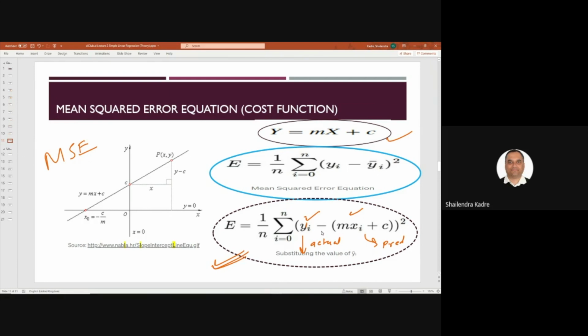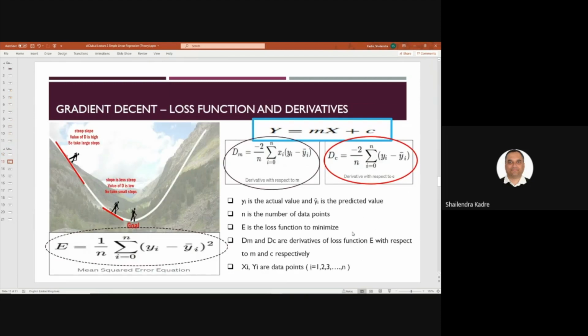So y_i minus (m x_i plus c). We take the partial derivative and minimize it to 0. Once you minimize this equation, you will get this kind of curve, a parabola. It is a squared equation, meaning of order 2, so the shape will be a parabola.